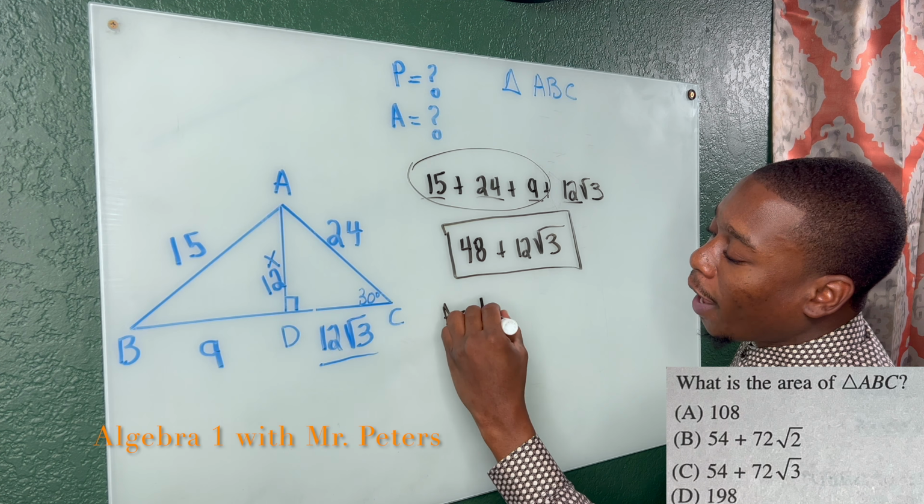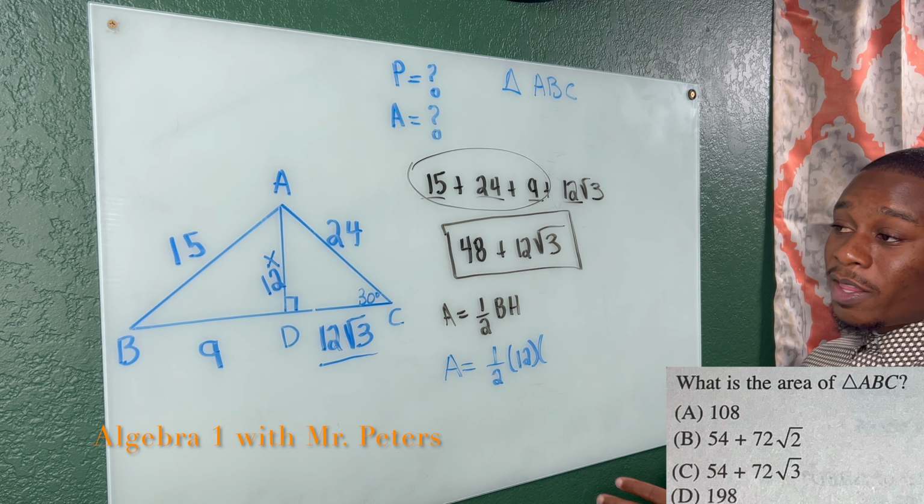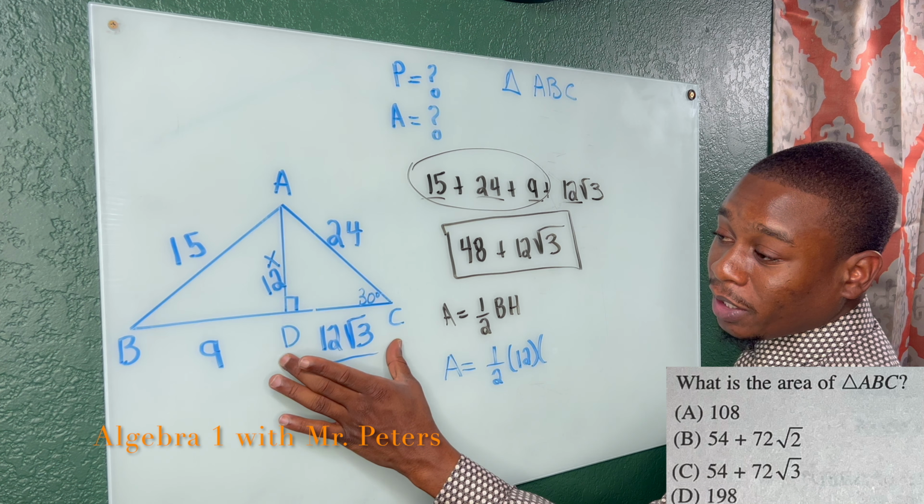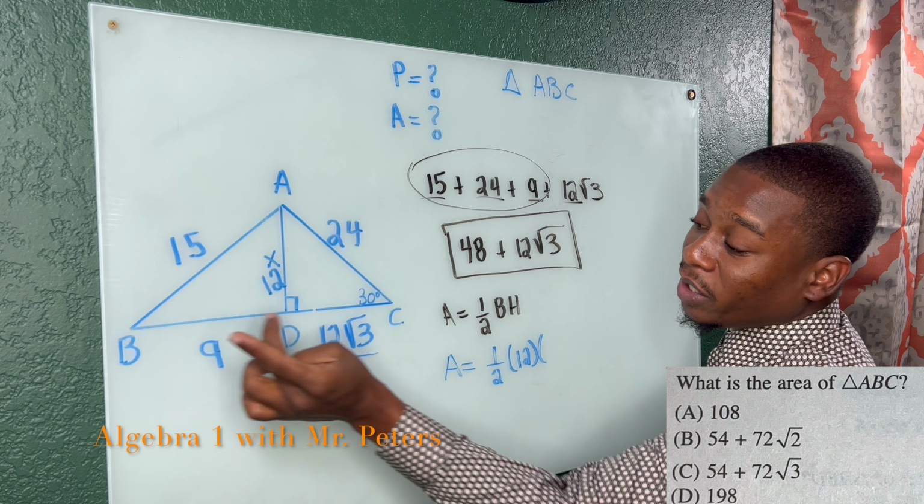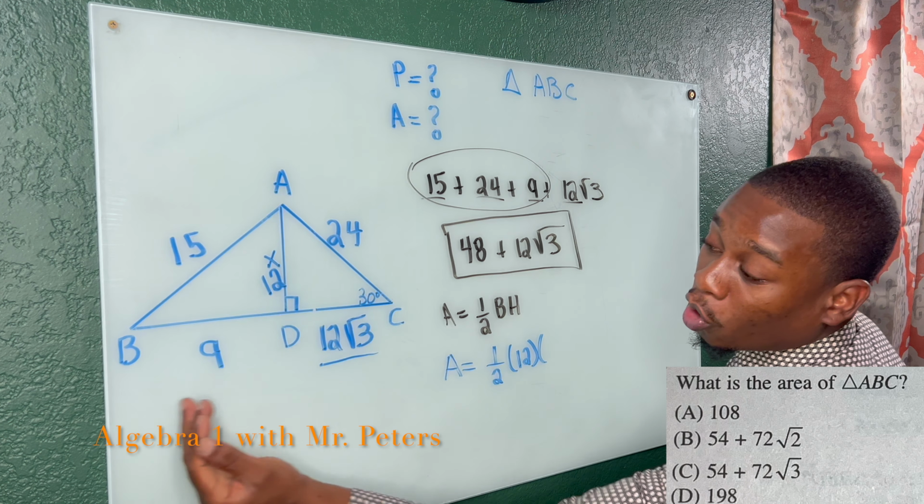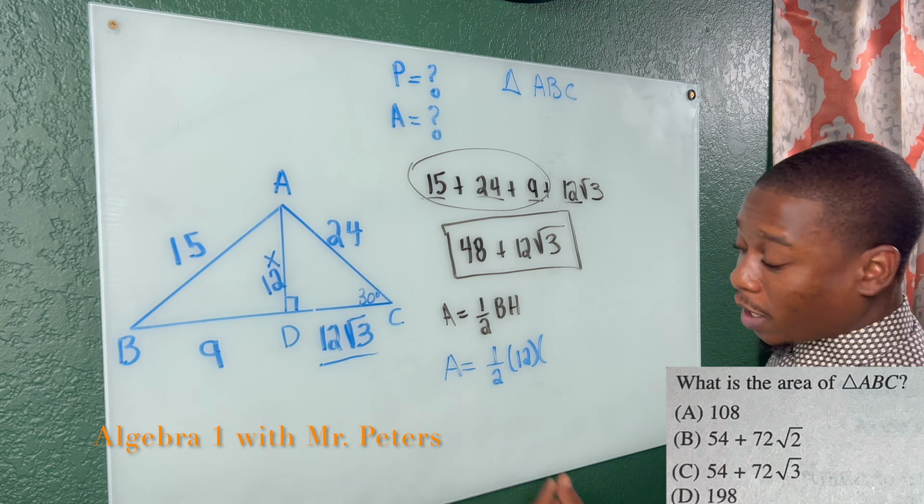So when I try to fill this in, this is how we're going to solve for this triangle. So we have A is equal to 1/2, and let's put the height first, right? 12 times the base. Remember now, they didn't ask us for just DC or BD. They're saying a triangle ABC, so this represents the whole entire base. So we put it inside parentheses, 9 plus 12 radical 3.